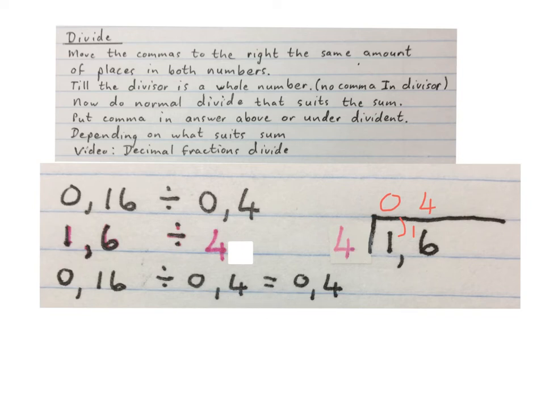If you now check it with the multiply we just did, you take 0,4 times 0,4. There's 2 places behind the comma. 4 times 4 is 16. My answer is right. Stop the video and read through the instructions quickly again.